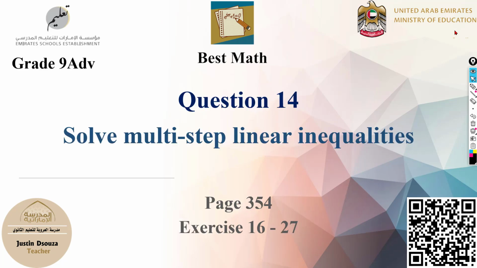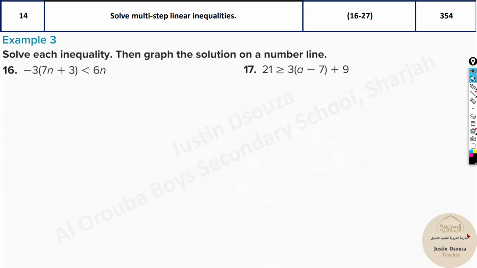The question number 14 is to solve multi-step linear inequalities. In the last question, we solved linear inequalities, but they were just one-step inequalities. Now we are doing multi-step, just like multi-step equations, multi-step linear inequalities. Let's look into the problems. Let's look into the first one. We have to solve it just how we do multi-step equations. Multiply this -3 inside, distributive property, and then solve.